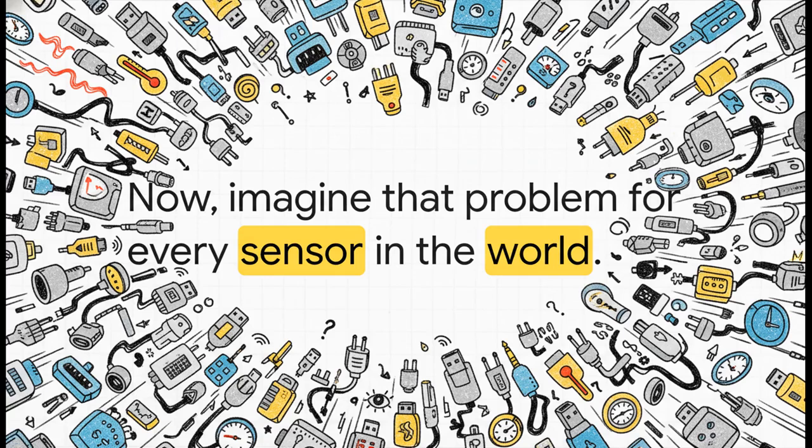Okay, now take that same exact frustration, but scale it up, way up. Imagine that problem for every single sensor and actuator. You know, the little devices that measure stuff and make things move, that are basically running our entire modern world. That's the kind of compatibility chaos we're talking about here.